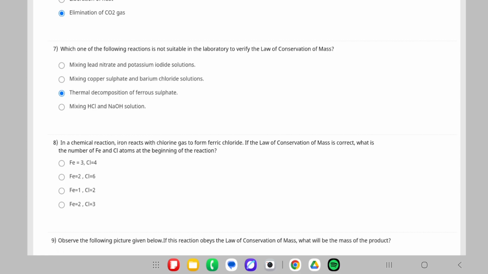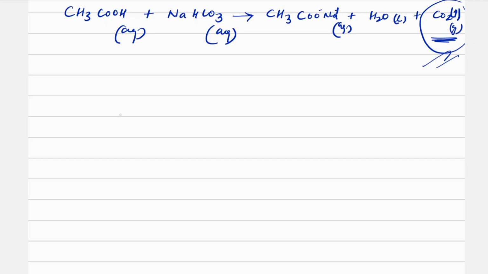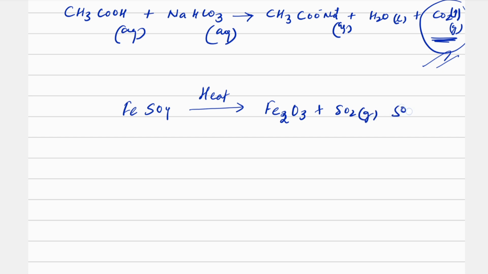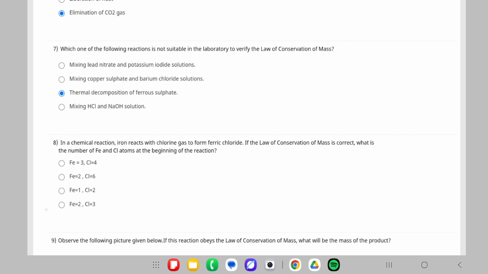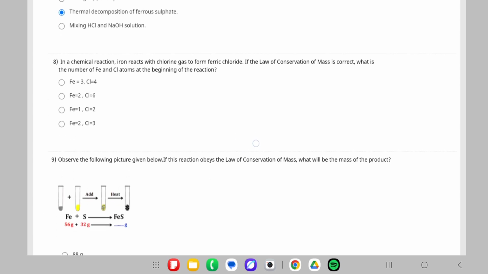Let's go back to the notebook. When we take ferrous sulfate, FeSO4, and we heat it, what happens? Ferric oxide is formed, plus sulfur dioxide gas and sulfur trioxide gas are formed. This is solid, this is also solid. Now these gases have a tendency to escape from the reaction mixture, so hence this is not suitable. So the answer is thermal decomposition of ferrous sulfate.